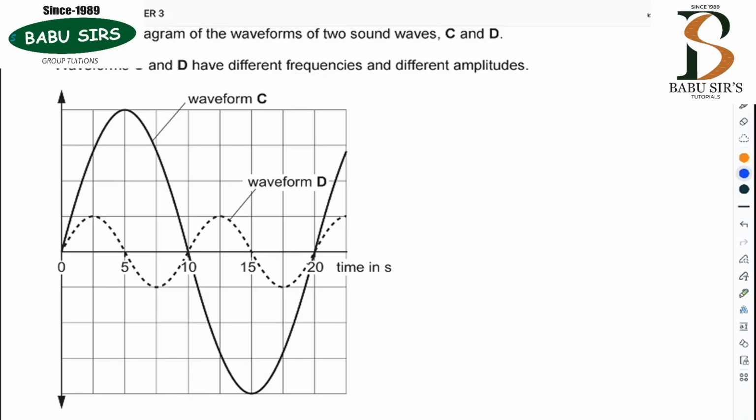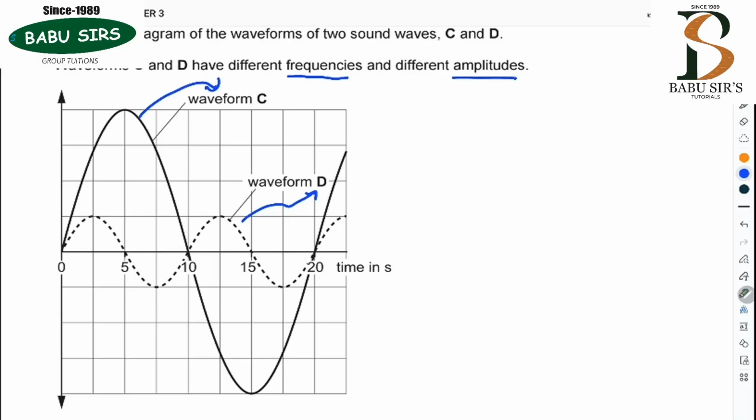Now you can see the B part of the question. Look at the diagram of the waveforms of two sounds C and D. So this dark line is the C part and the dotted line is the D part. So check for frequencies and amplitude.